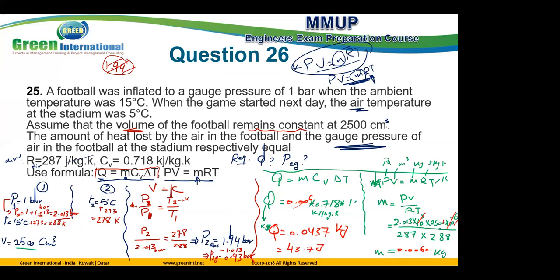Excuse me, doctor. Yes. The 2.03 absolute pressure, times 10 to the power 5. Yes, we convert that to Pascal, right? Yes. Pascal to kilopascal is times 10 to the power 3, right? From bar to kilopascal, 10 to the power 2. From bar to Pascal, directly, yes, 10 to the power 5.